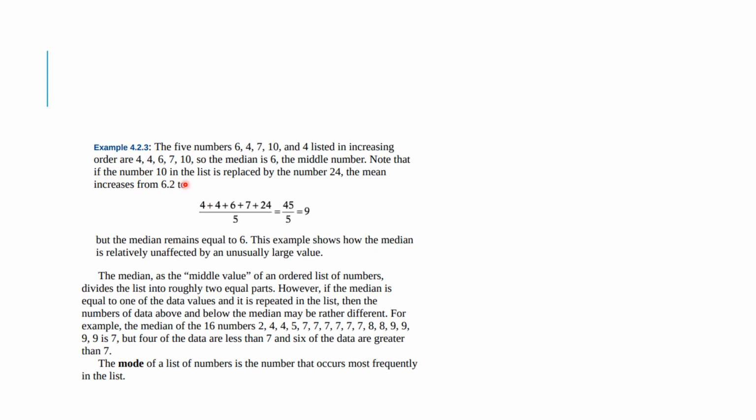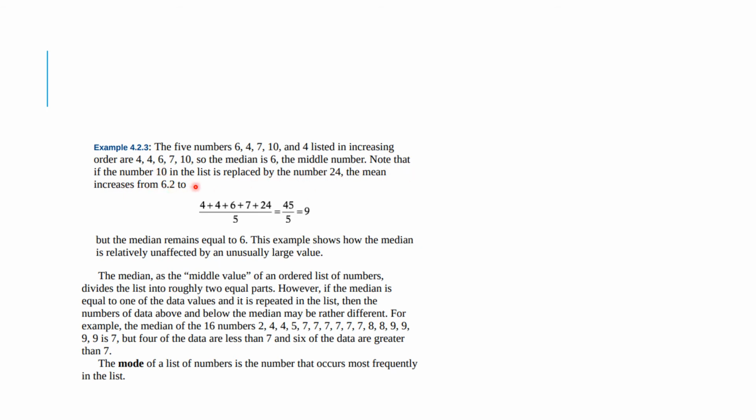Let's have a look at another example. The 5 numbers 6, 4, 7, 10, 4 listed in increasing order are 4, 4, 6, 7 and 10. They are arranged in ascending order. There is an odd number of numbers, and the median is the middle number, which is 6.